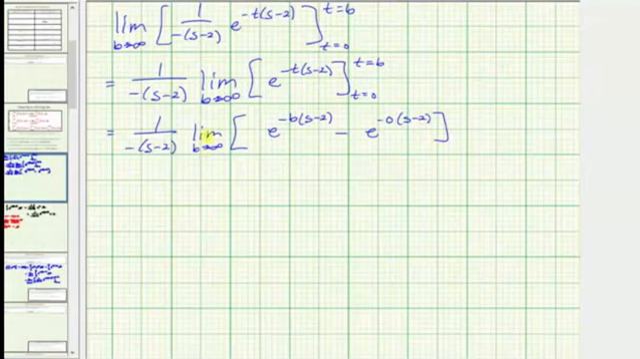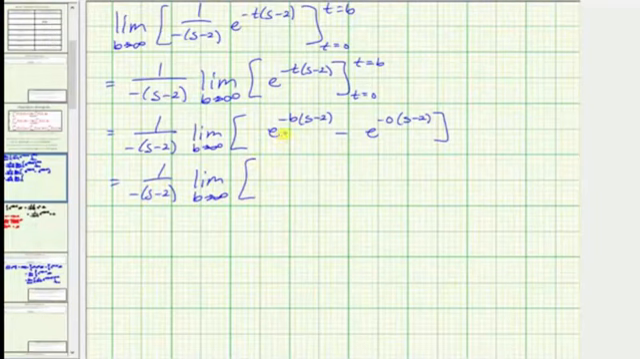Well, as b approaches infinity, this term approaches 0, and here we have e to the 0, which equals 1. But to help us understand why this approaches 0, if we wanted to, we can write this as a fraction by moving the exponential term down to the denominator. So we could write this as 1 divided by the opposite of the quantity s minus 2 times the limit as b approaches infinity of 1 over e raised to the power of positive b times the quantity s minus 2. Again, this would be minus 1.